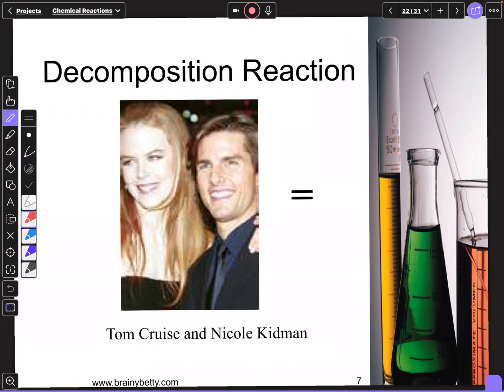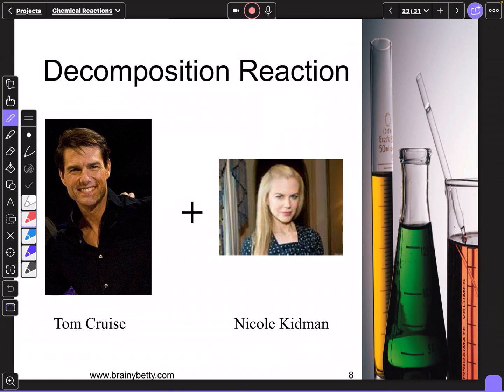So like Tom Cruise and Nicole Kidman, and they decompose, then they are single people, no longer a couple.